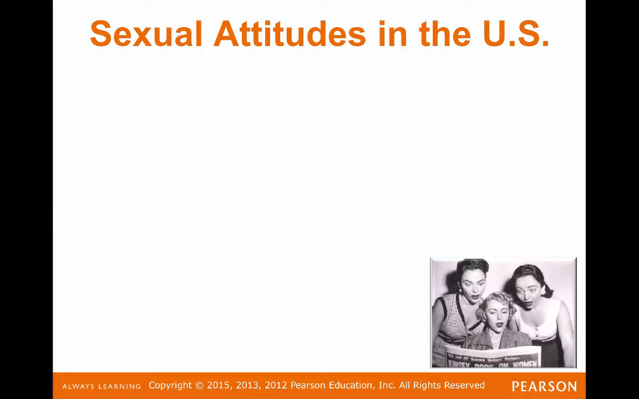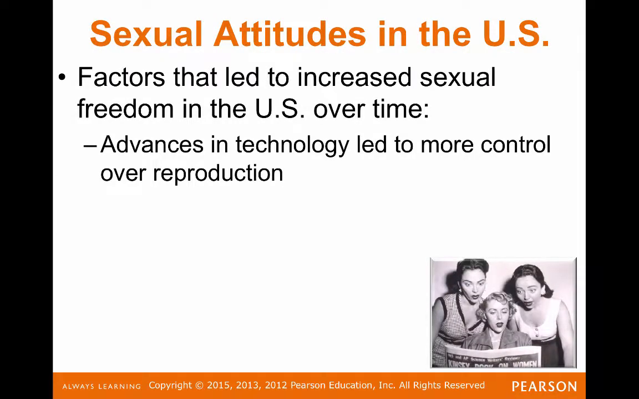When it comes to sexual attitudes in the US, there are certain factors that led to increased sexual freedom over time. First, advances in technology led to more control over reproduction. The birth control pill, later the IUD, made controlling pregnancies easy and possible for women. Obviously, that led to a greater ability for women to enter the workforce, to enter education fields, to gain careers and footholds outside of the home. And it's unfortunately still controversial to this day, which we'll talk about in a minute.